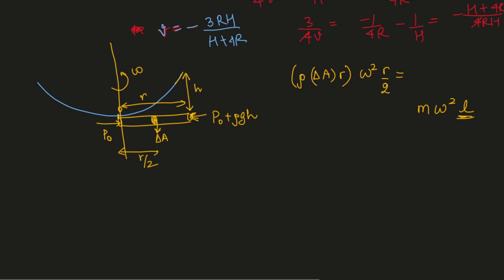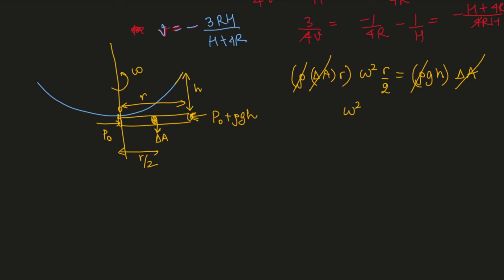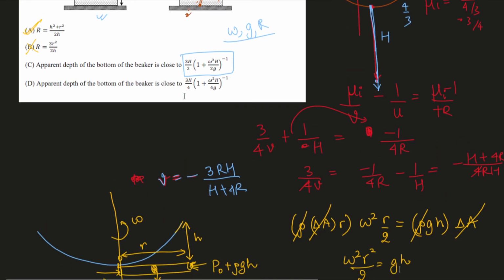The cause of the centripetal force is just the difference in these two pressures, forces due to pressures. So the difference in these is rho g h multiplied by delta A. So cut the delta A's out, cut the rho's out as well. And what do we have? We have omega squared r squared by 2 is equal to g h. All right, that seems to get us somewhere.